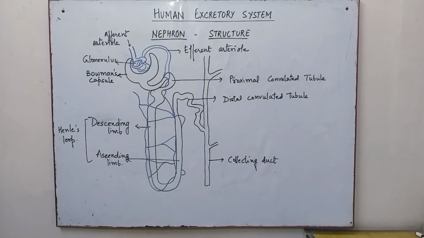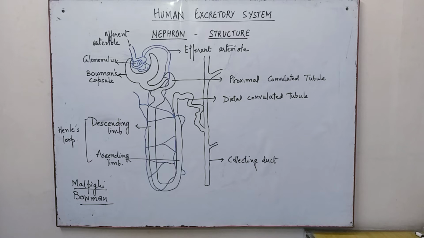Each kidney has approximately 1 million nephrons, which are the functional units. The kidneys were discovered by Malpighi. He was the scientist who discovered kidneys, and the structure of the kidney was given by Bowman. So these two scientists are responsible for giving us an insight into the structure of the nephrons.